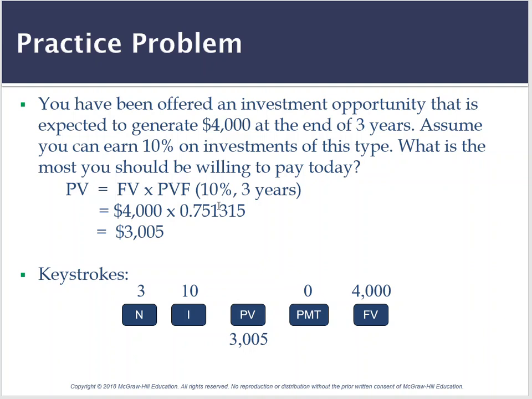Well, that's a present value problem. You plug in the present value, you plug in the number of years, you plug in the future value, and as I have already told you, I always solve for the variable of interest last. So plug in 3, hit N, plug in I-10 and hit I/Y, plug in 0, hit payment, plug in 4,000, hit future value, and then hit CPT for compute present value, and you get $3,005.